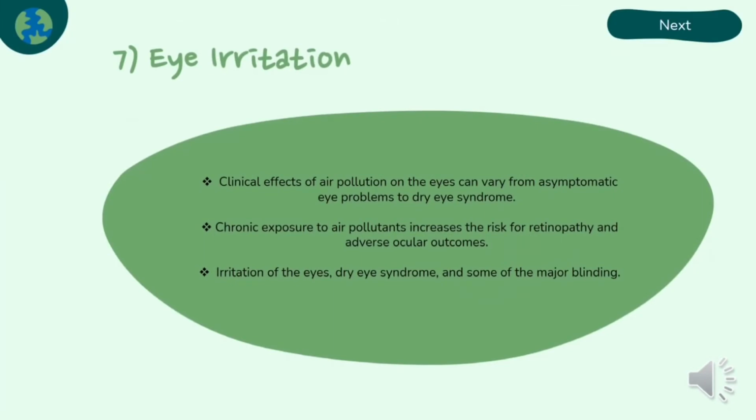Lastly, eye irritation, which can vary from asymptomatic eye problems to dry eye problems. Chronic exposure to air pollutants increases the risk for retinopathy and adverse ocular outcomes. Irritation of the eye, dry eye syndrome, and some major blinding conditions may happen too.